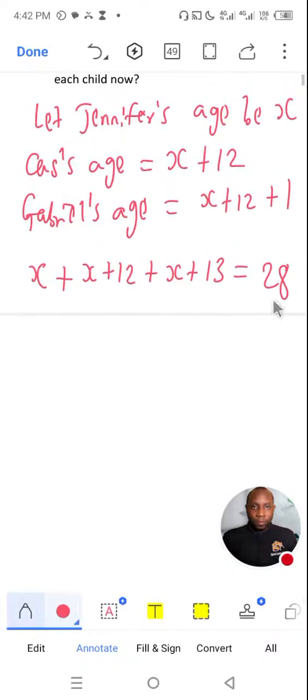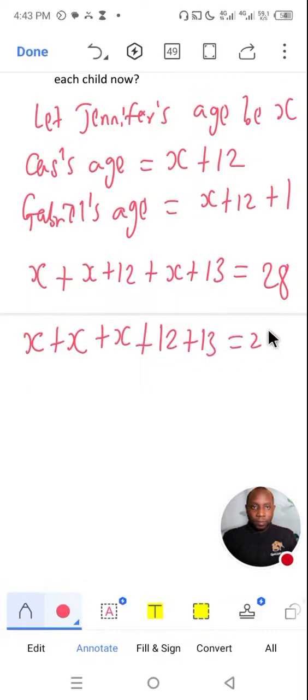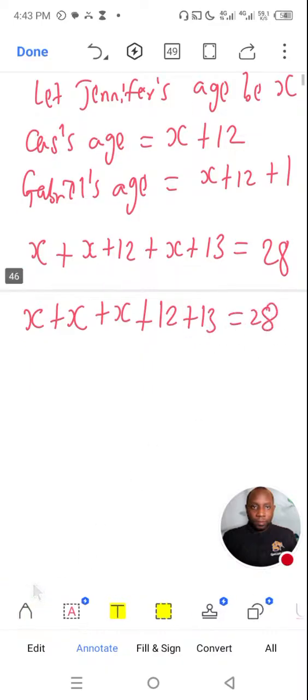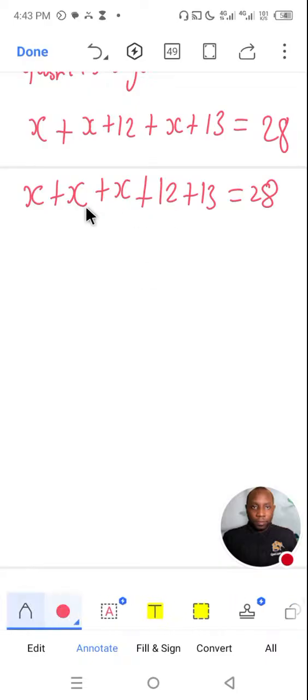All right, are you still with me, people? So let's rearrange the terms and collect like terms. On the left hand side, we have x plus another x again, and then plus 12, then plus 13, all is equal to 28. So what is x plus x plus x? That's 3x. And 12 plus 13 is what? 15. All is equal to 28.